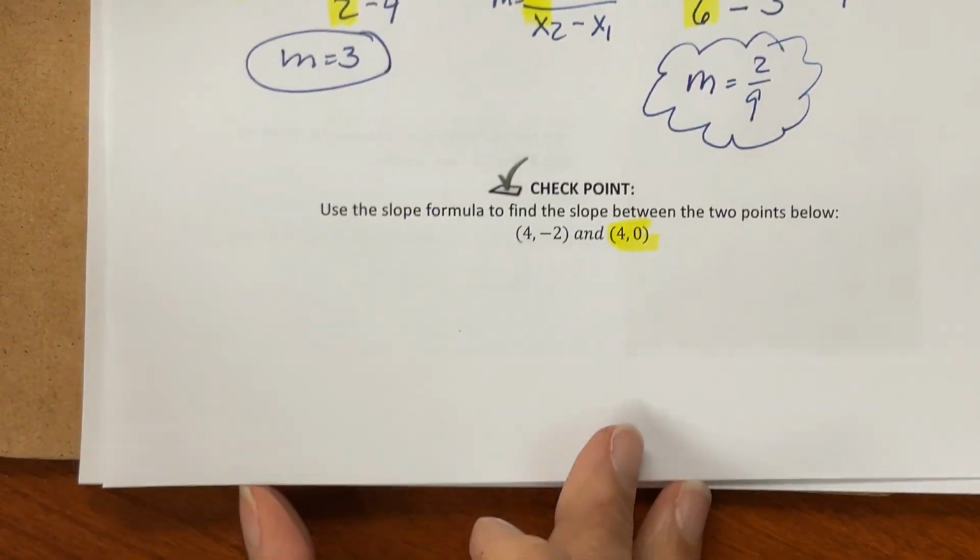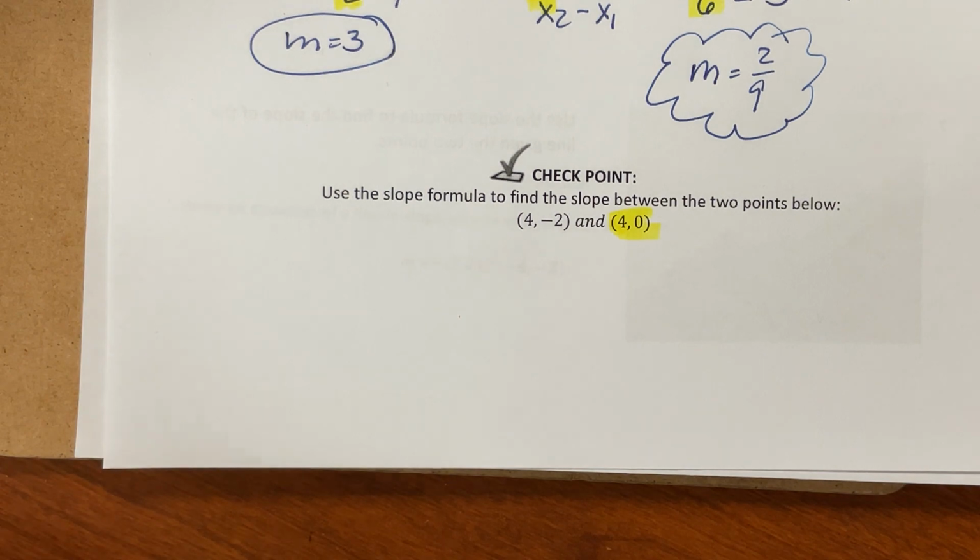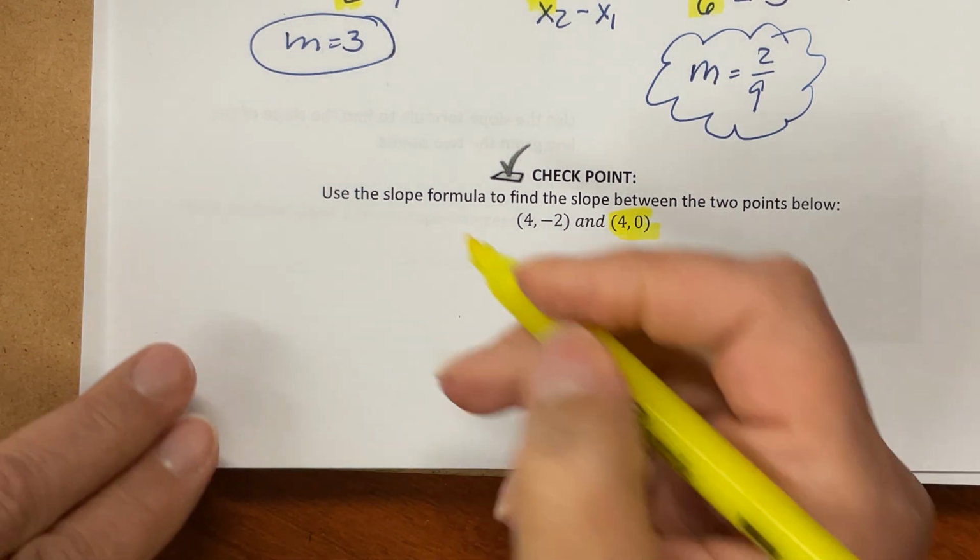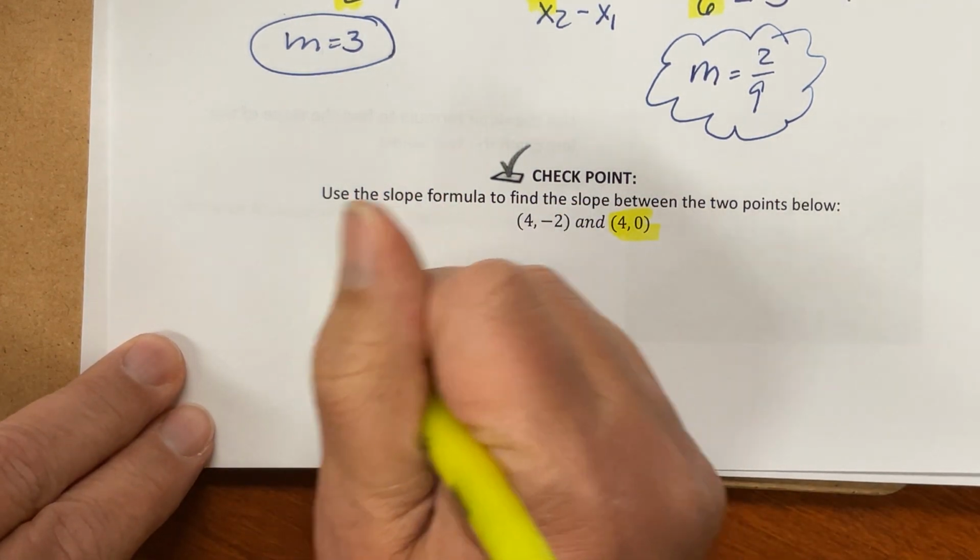All right, now we're at the checkpoint. Let's see how you guys can do. Turn off the video and do it. Did you turn off the video? Come on, turn off the video. Try the problem. You've got this. All right, I'm hoping you have this. So let's write the formula.